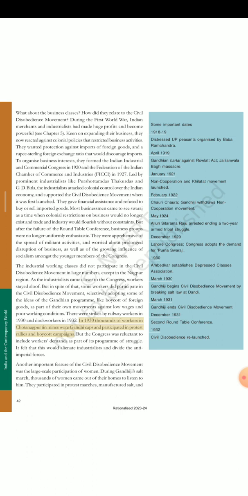In 1930, thousands of workers in Chotanagpur tin mines wore Gandhi caps and participated in protest rallies and boycott campaigns. But the Congress was reluctant to include workers' demands as part of its program of struggle. It felt that this would alienate industrialists and divide the anti-imperial forces.